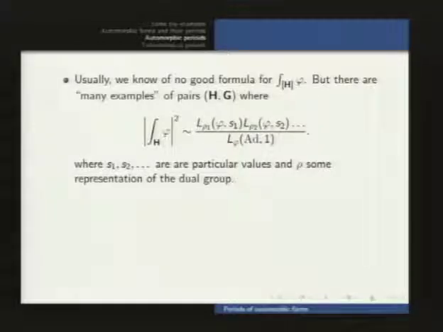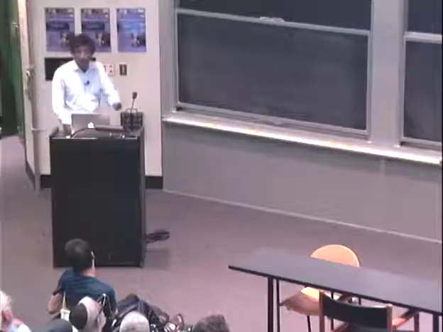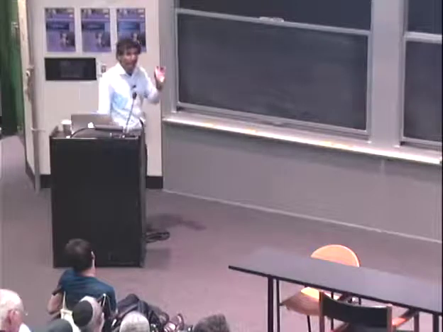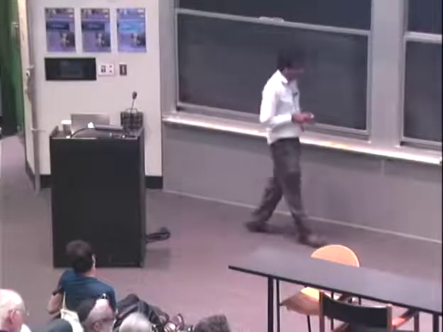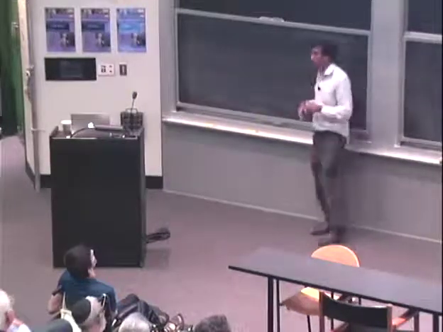In the denominator, the representation in the dual group is universal. The numerator varies from example to example. In the denominator, the representation of the dual group is the adjoint representation.